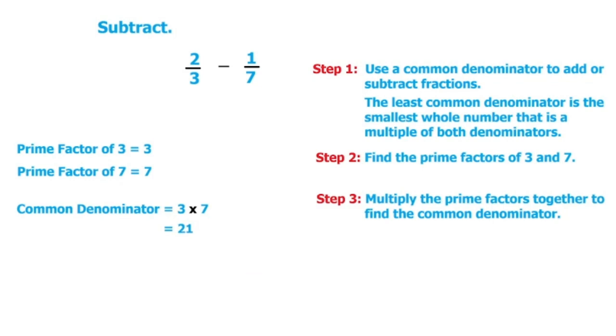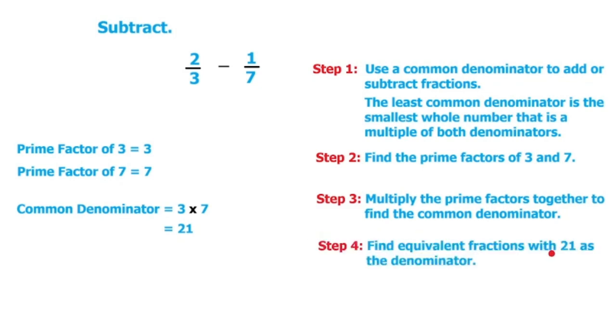So now we have to find equivalent fractions with 21 as the denominator for both of these fractions. So let's use 2/3 first. We need to find an equivalent fraction with 21 in the denominator. So what do you do to 3 to make it 21? Well, you multiply it by 7, right? 7 times 3 is 21.